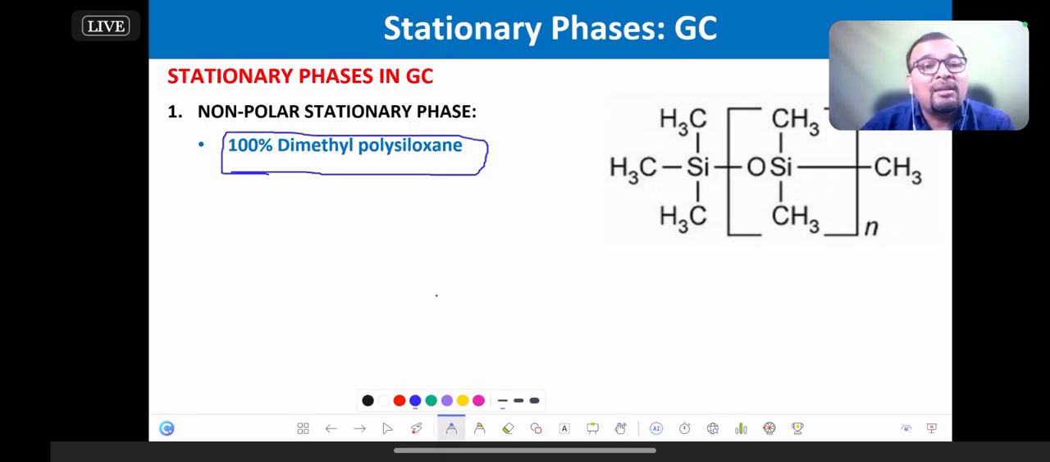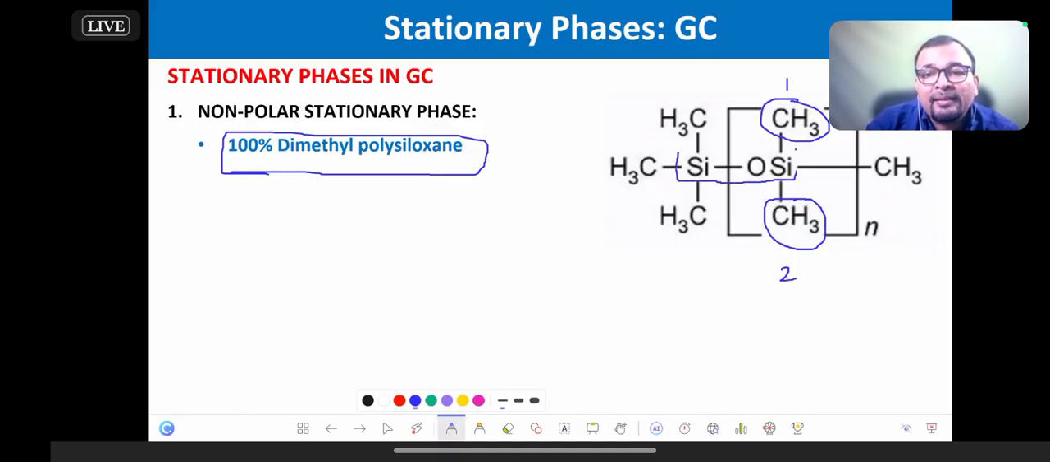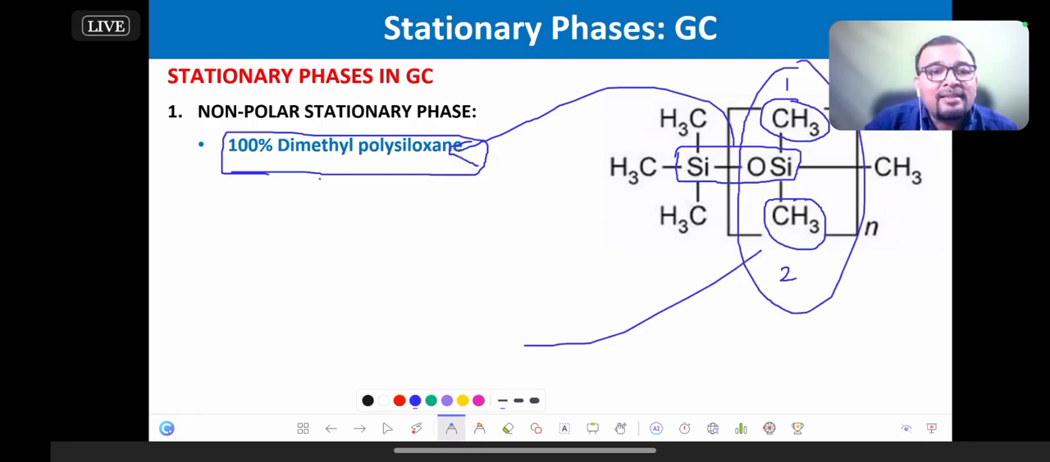So what is the dimethyl now? See, this is one methyl group. Can you see one methyl group over here? I'm just circling it. And this is another methyl group. So this becomes dimethyl, and this is the polysiloxane linkage, Si-O-Si. So this is a polysiloxane linkage, and these are the dimethyl groups. So this is called dimethyl polysiloxane.